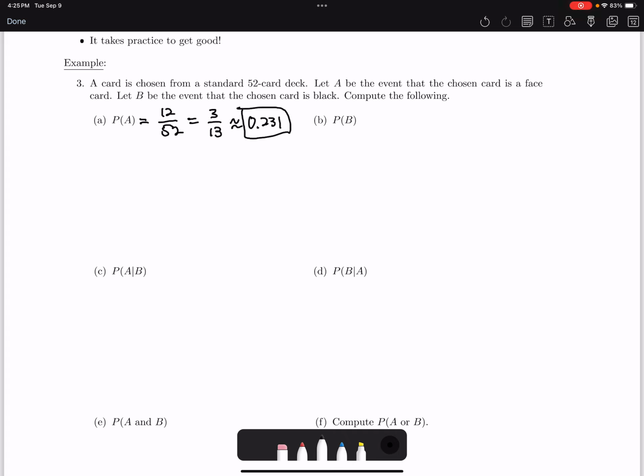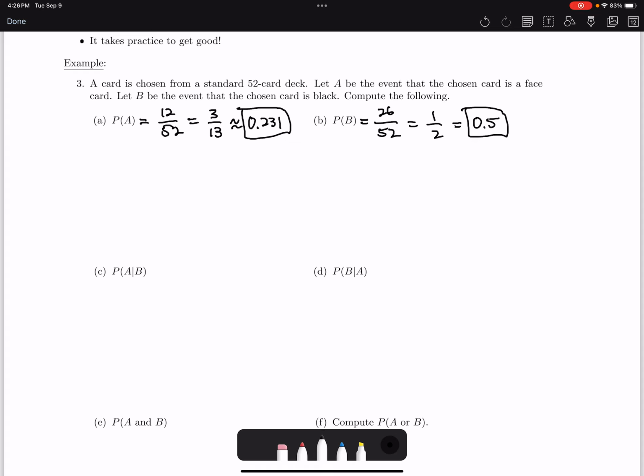Okay. Part B says to compute the probability that the card is black, right? P of B, probability of black. Well, there are 26 black cards in the deck out of 52 cards. That will reduce to 1/2, which as a decimal is 0.5. We've probably computed that probability 1,000 times. Let's look at part C.